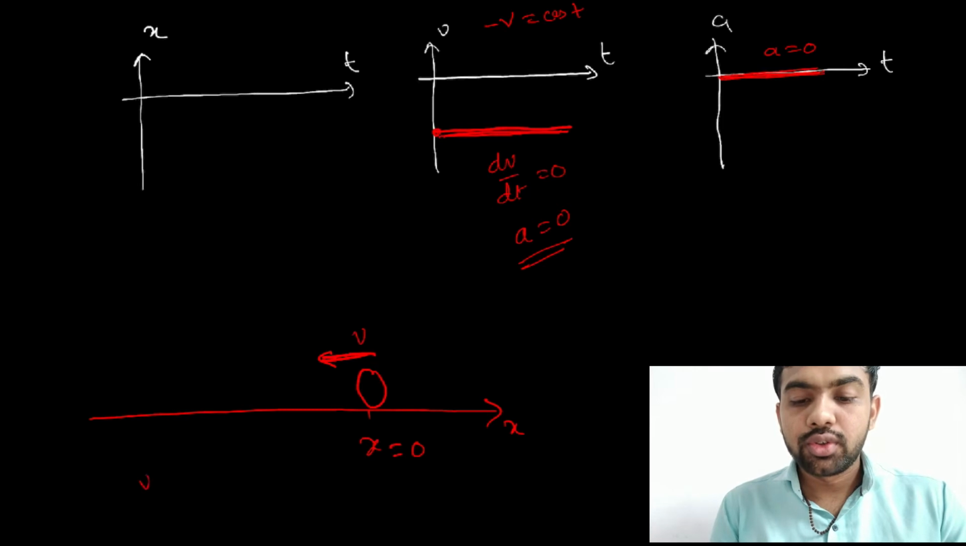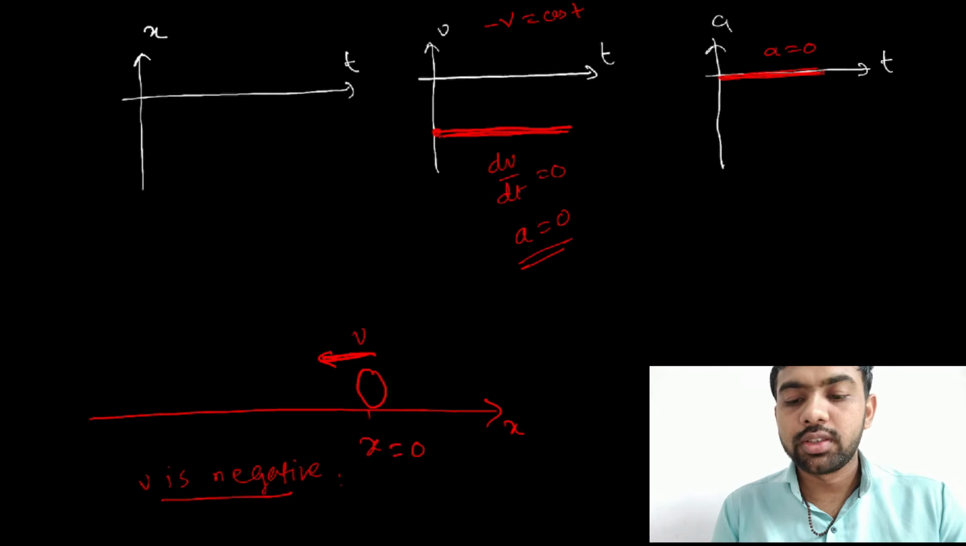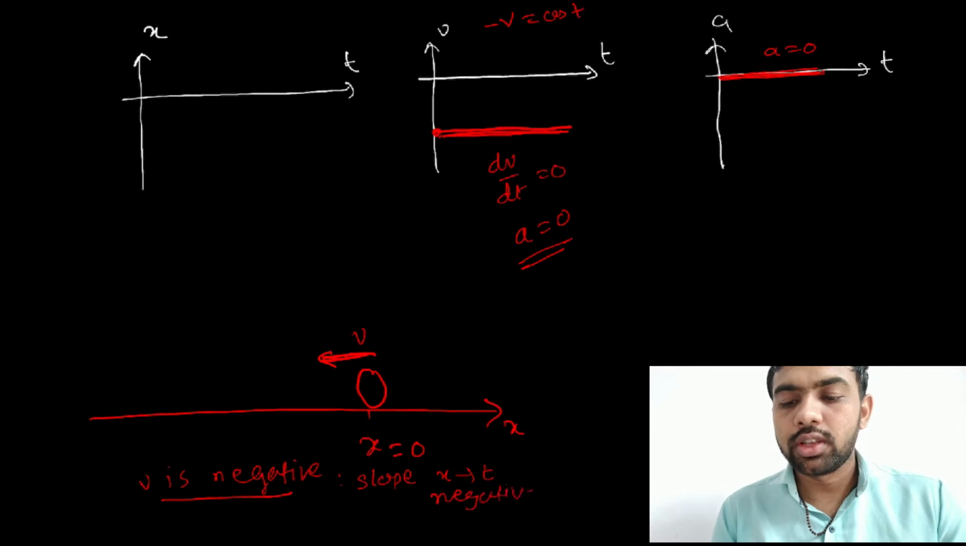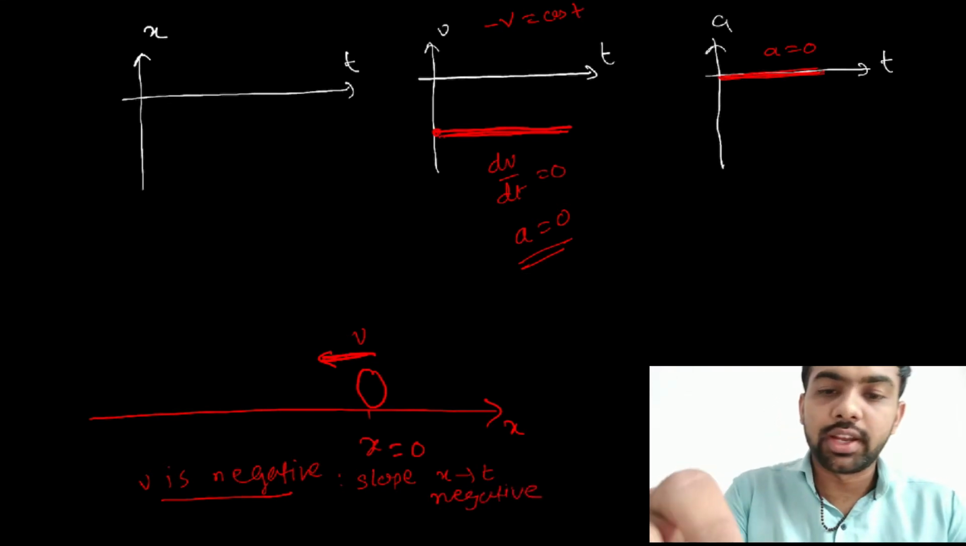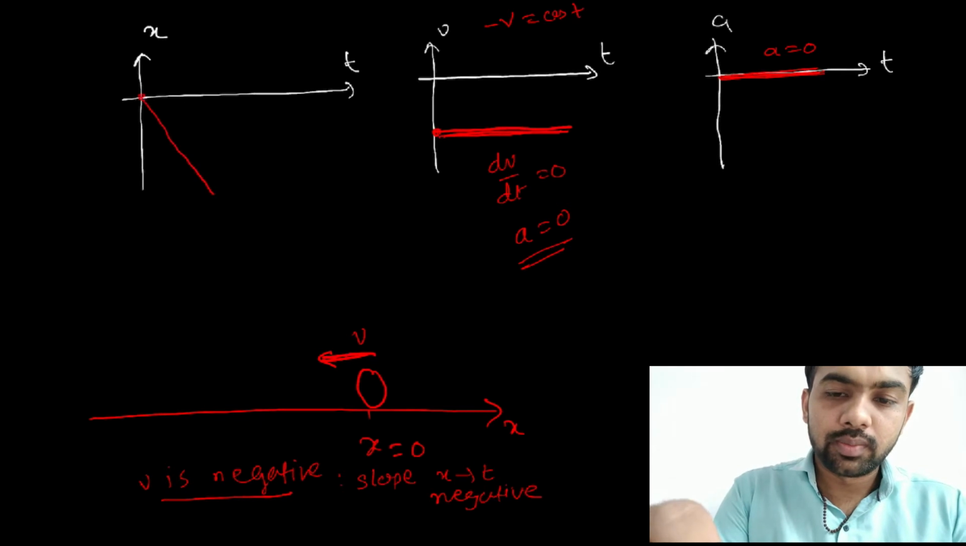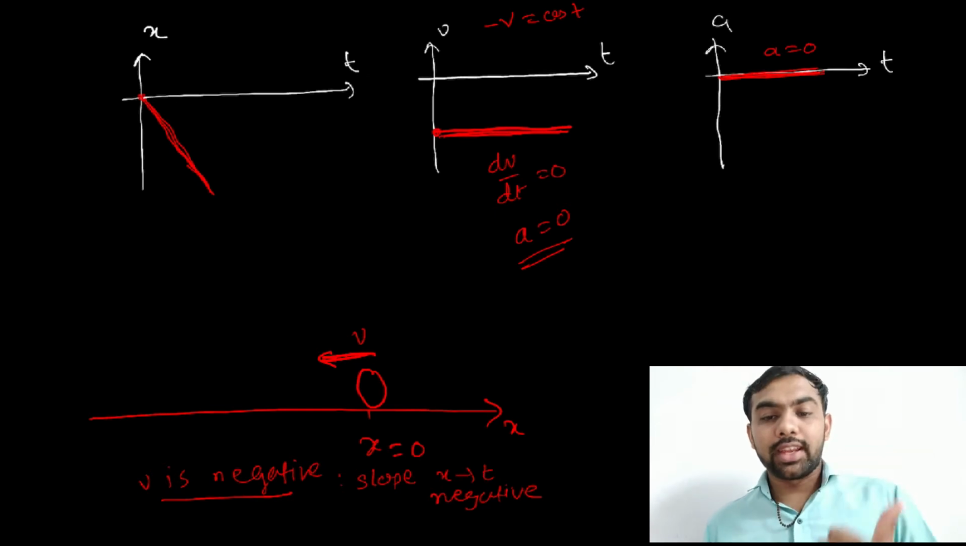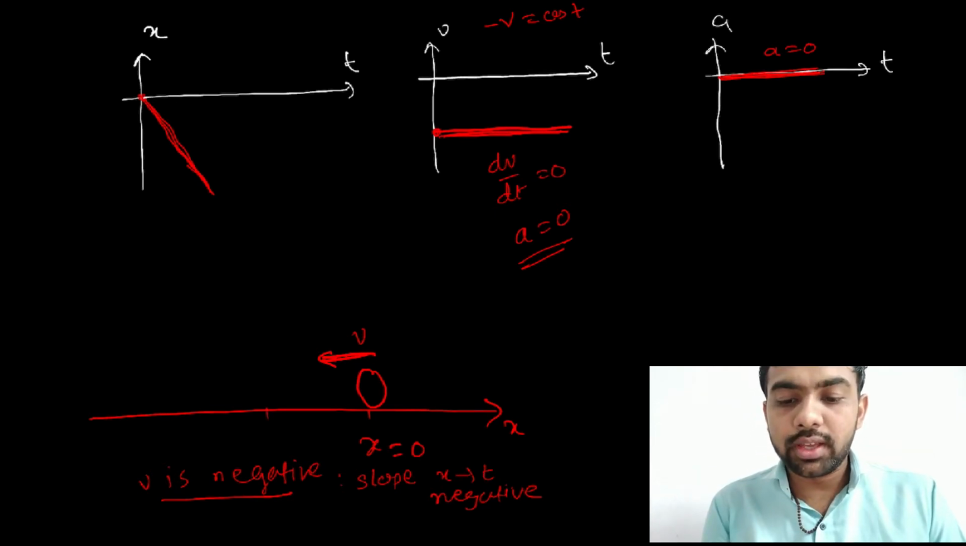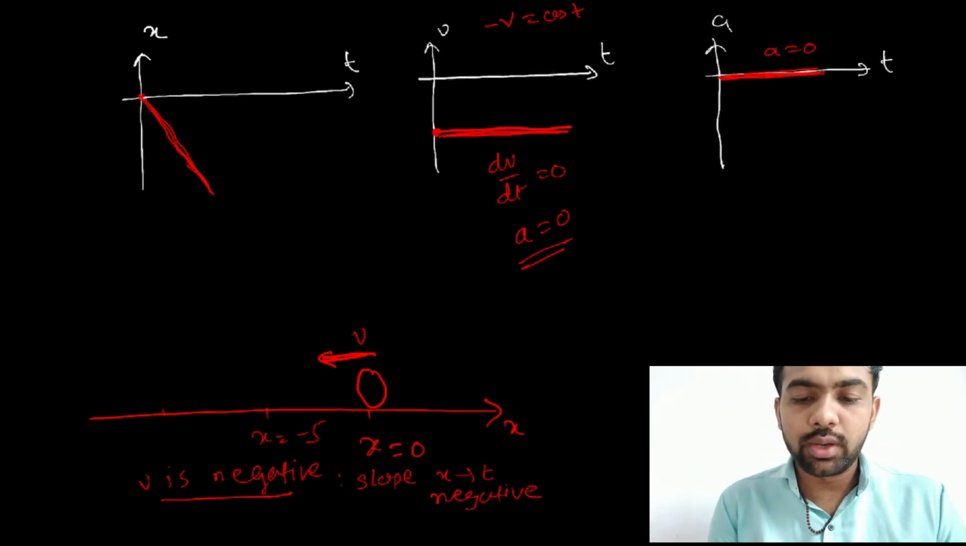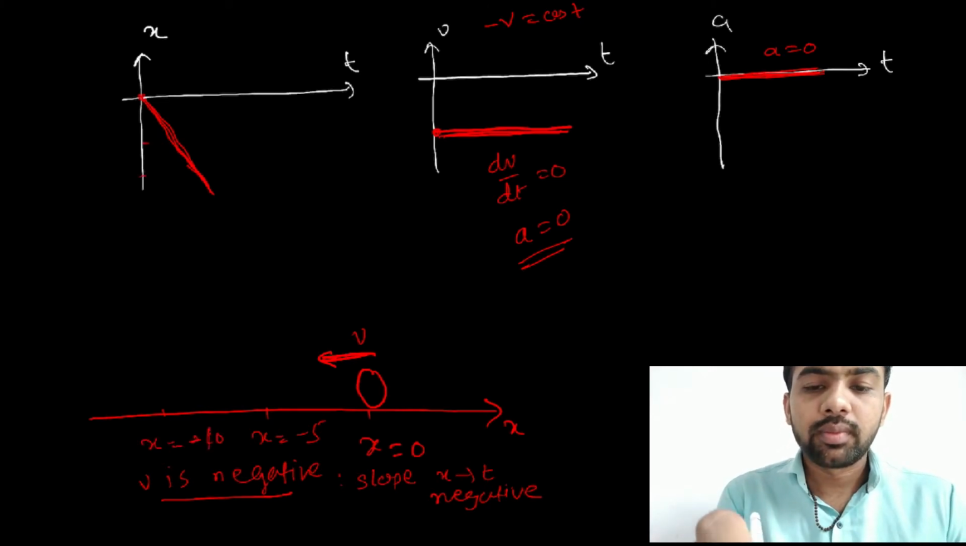Here v is negative, it means the slope of x versus t is negative. What will the slope be in x versus t? Negative. So like this, see, here the slope is constant but in the negative direction. So where is the displacement happening? See, here it will reach x is equal to -5, after that x is equal to -10. So see, it moves towards the negative.